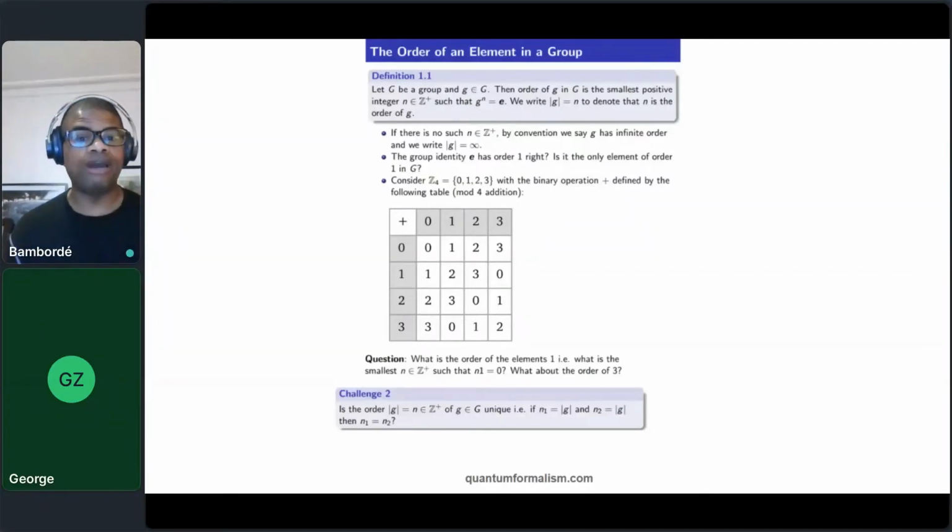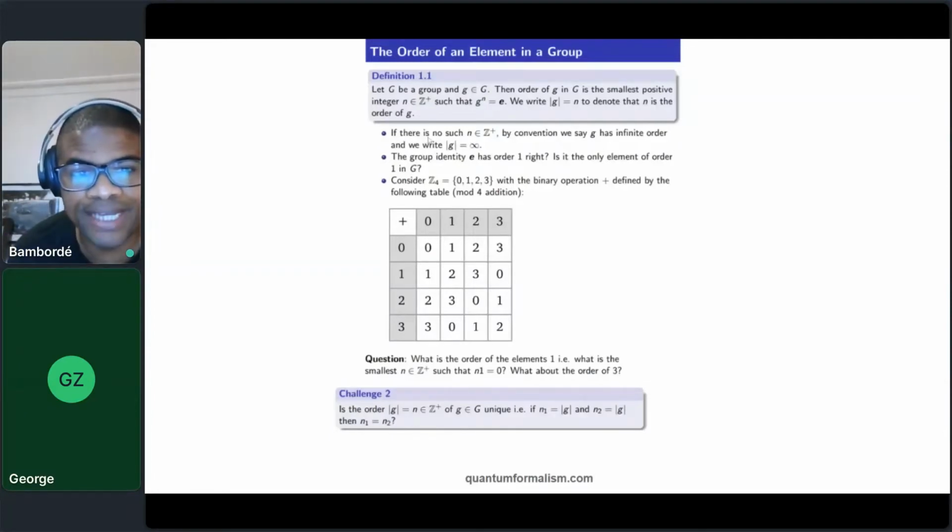So you have to search, you have to check. I give you a concrete group, I give you an element of it, I tell you what the order of the group is. You go, you search, you find the smallest positive integer such that when you take the power of the element G that I give you to that positive integer, it yields the identity. Then that's the order of G. Now, there is no guarantee that it exists. If there is no such positive n, we say that G has infinite order.